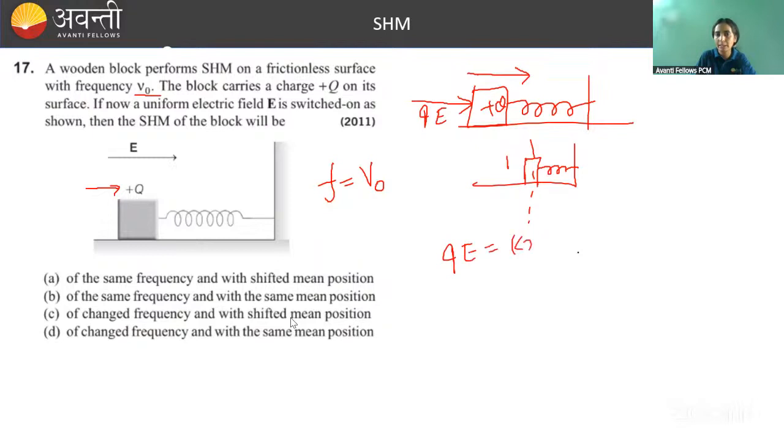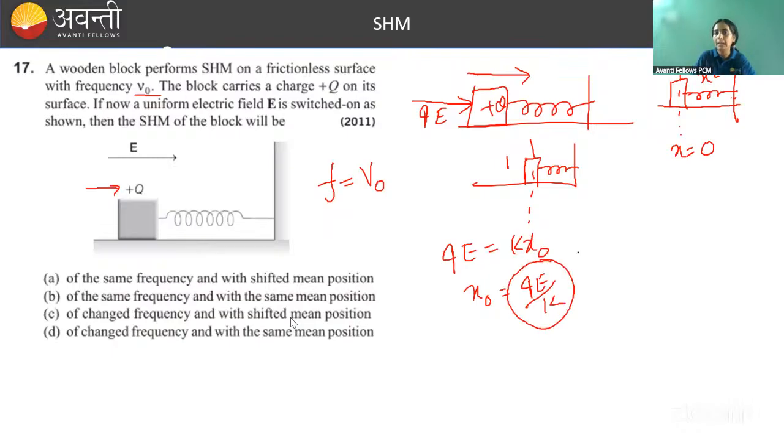At the compressed position, QE will be equal to K X naught at equilibrium. So X naught will be equal to QE by K. Initially, when there was no electric field, X naught was zero, because you're not displacing it by any distance or giving an outer impulse, so it will remain like this with zero extension in the spring. But since you switched on the electric field, you supplied a force, and because of that force its equilibrium position is going to change. Initially, the equilibrium position was X equal to 0. Finally, the equilibrium position is X naught equal to QE by K.